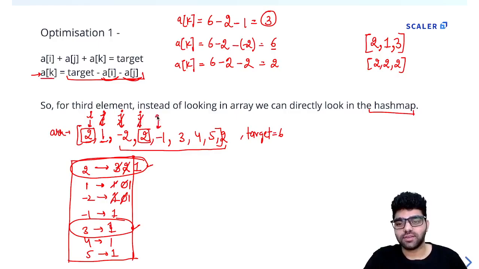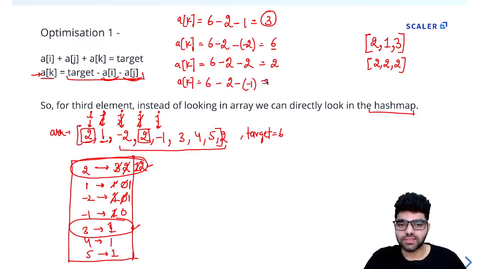So similarly, let's have one more iteration. Now I need to increase the frequency of 2 and I need to decrease the frequency of -1. Now I will check what should be the value of k. Target minus array of i minus array of j. So that is actually 6 minus 1, it is 5.